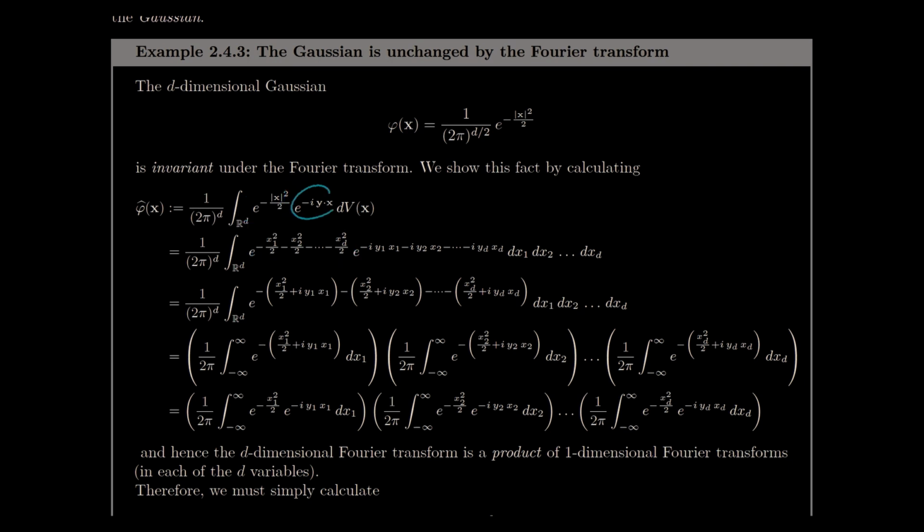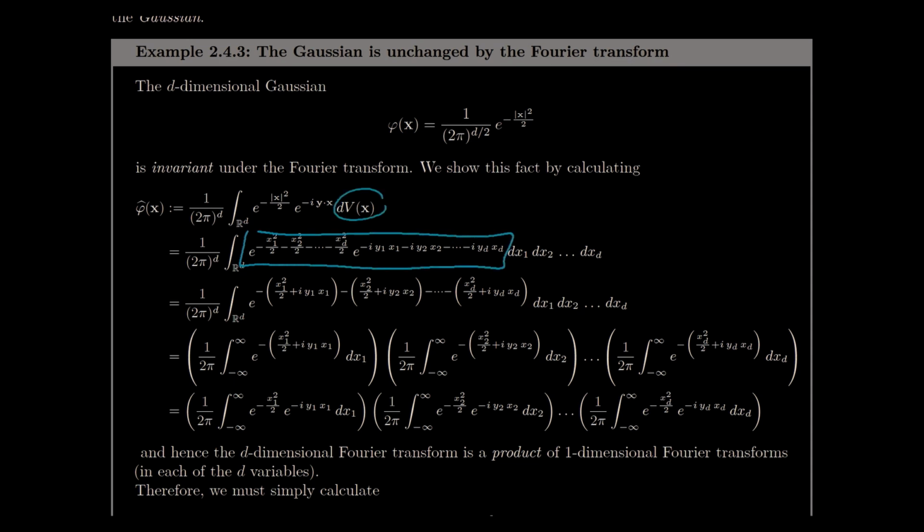And then what is this inner product, or the dot product here? e to the i, y dot x. There's a dot product of y's and x's. This is e to the minus i y1 x1, minus i y2 x2, minus dot dot dot, minus i yd xd. That should be a minus. There we go.